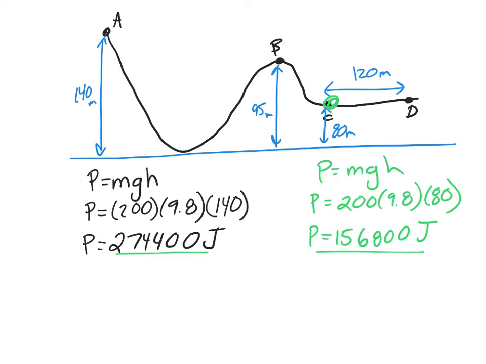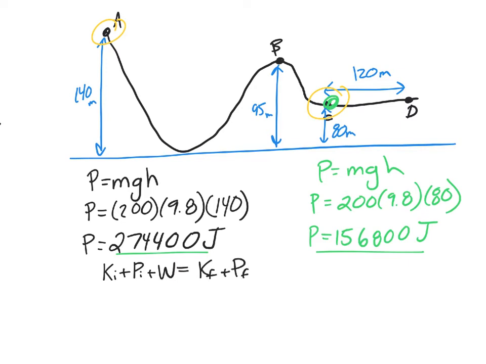The third question says, what is the kinetic energy of the roller coaster at position C? Your first instinct is probably to go K is equal to mv squared divided by 2. But you get stuck really quick because you don't have the velocity. So what do you do then? If you have two positions that you're comparing, you're pretty much always going to want to use this equation: Ki plus Pi plus work equals Kf plus Pf.